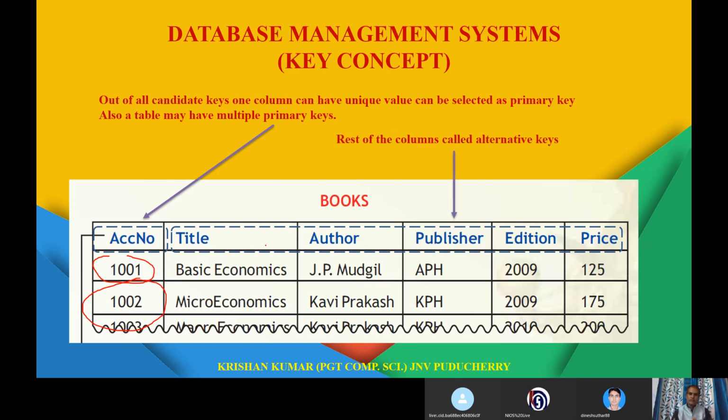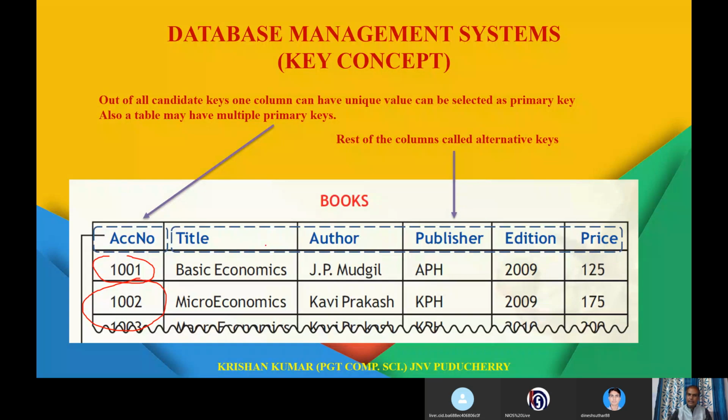And the rest of the columns, like title, author, publisher, edition and price, are all called alternative keys. So with one diagram, you can understand that all the columns are individually called candidates. Out of all the candidates, a single column which has unique values can be set as the primary key. If a column is set as the primary key, just ignore it, and the rest of the columns are called alternative keys. I hope it is clear to everyone. It is a very simple logic behind these things.